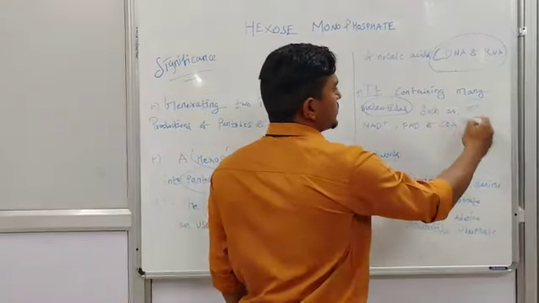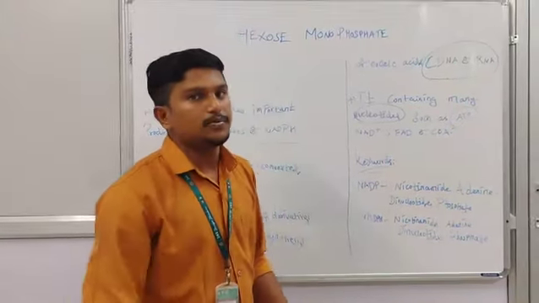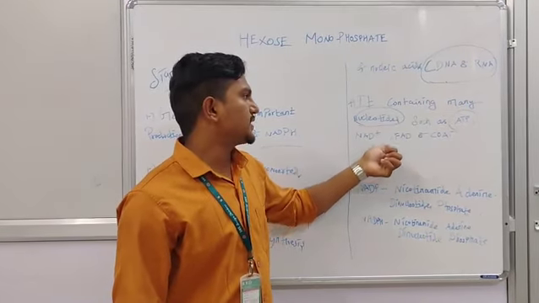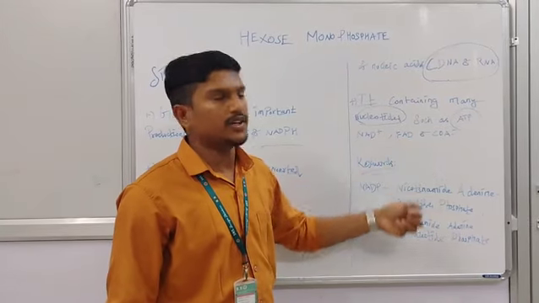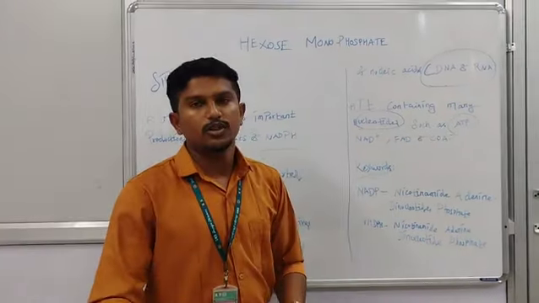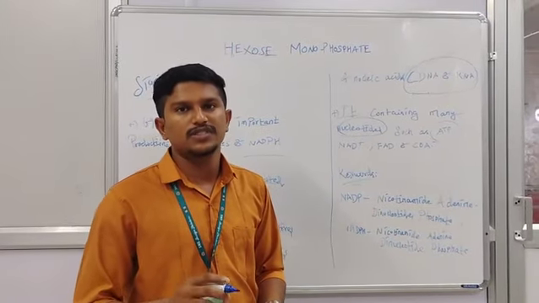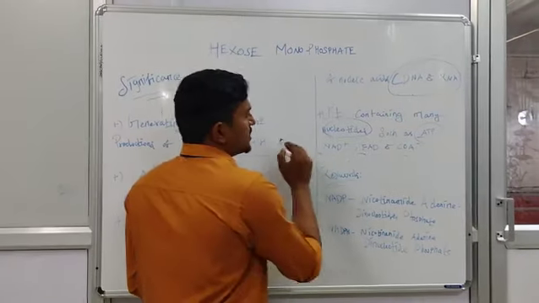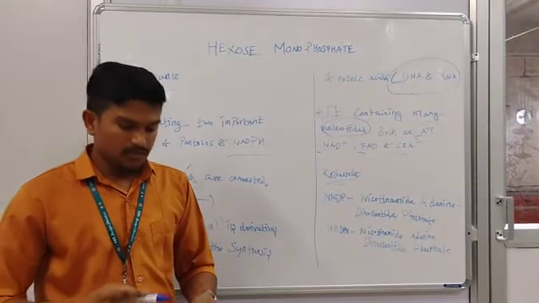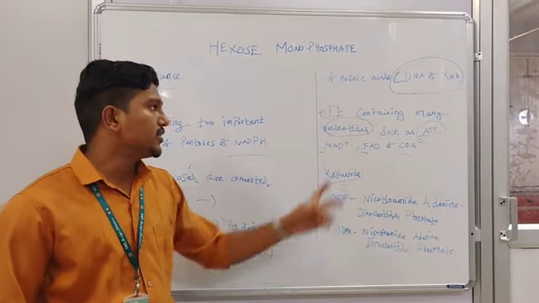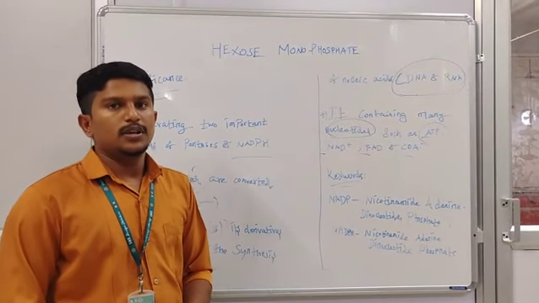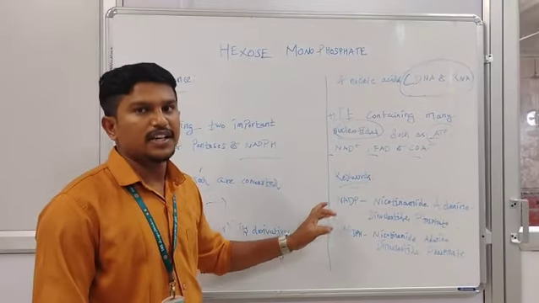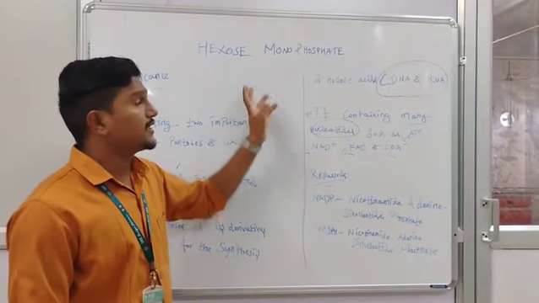ATP means adenosine triphosphate. NAD means nicotinamide adenine dinucleotide. FAD is flavin adenine dinucleotide, and the final one is CoA, coenzyme A. These 4 nucleotide compounds are present in the study of Hexose Monophosphate, and this is their significance.